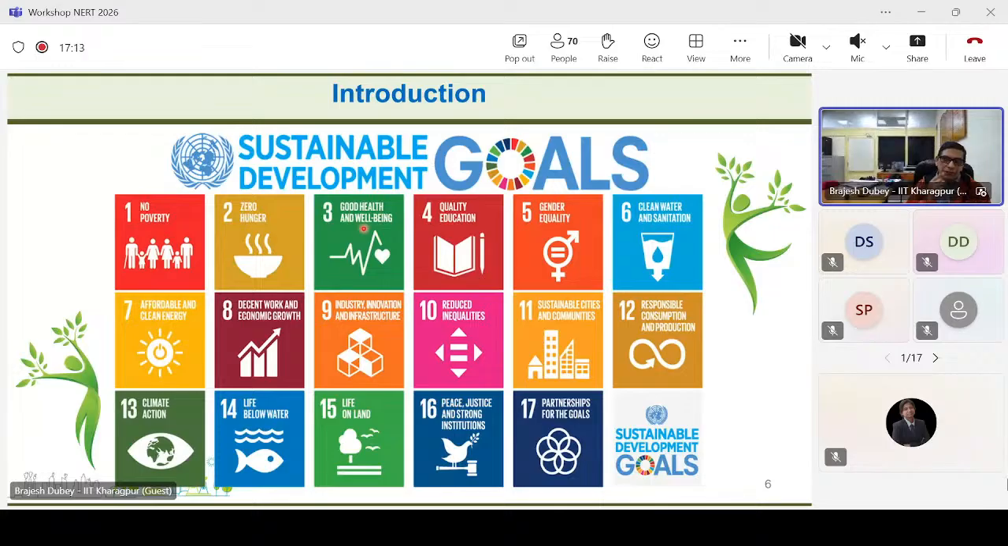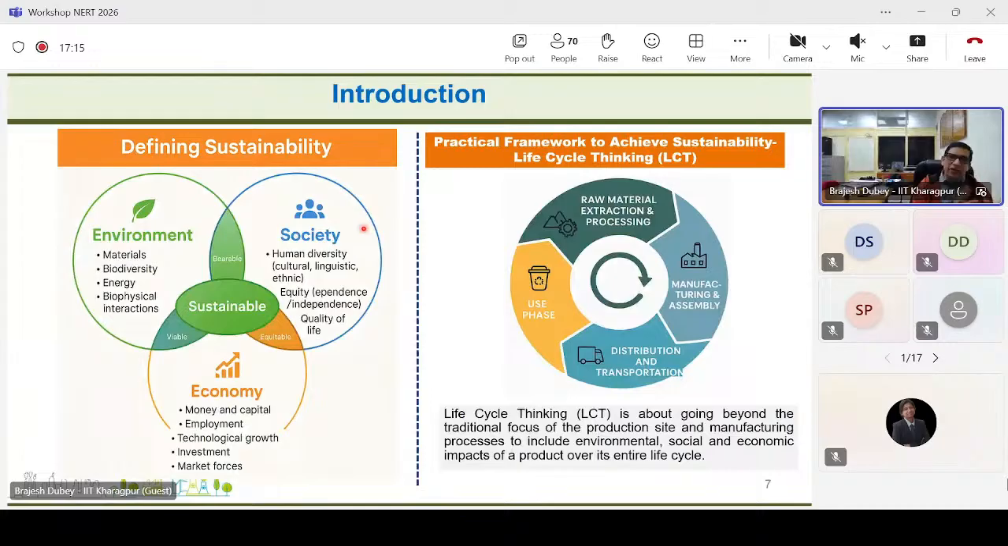With that background, if you think of sustainability, I've already told you it is economic, social, and environmental. When we talk about environmental sustainability, how do we measure it? How do you really want to measure that? For the measurement part, the tool that is used is life cycle analysis. Life cycle thinking is also there.